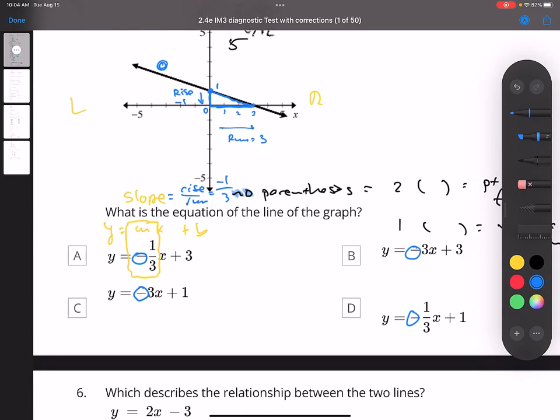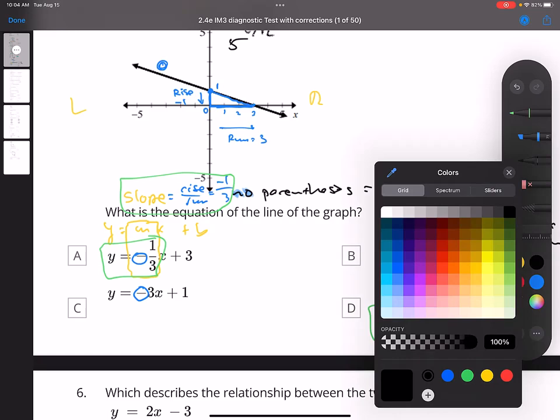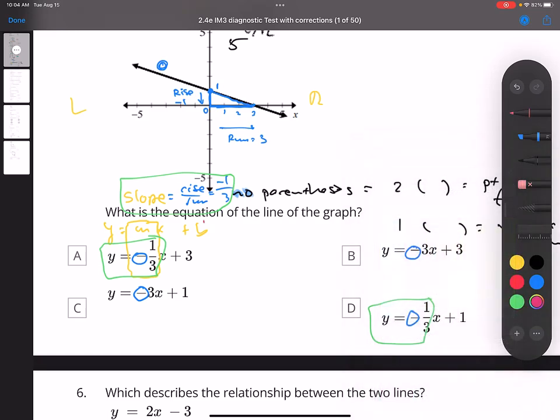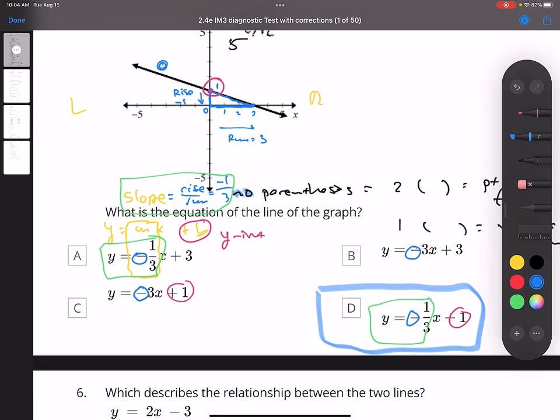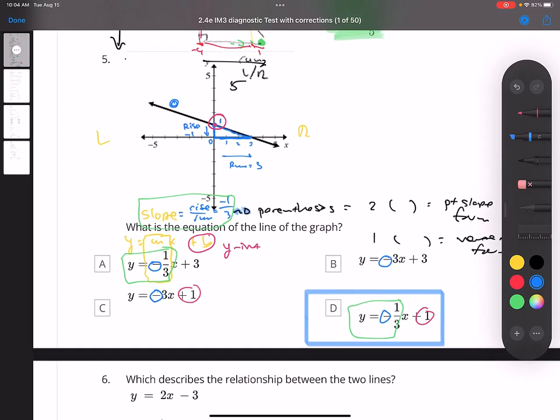So you have that slope in 2 choices here. Now the last part is the y-intercept. My y-intercept is 1. So the only one that has both of those is choice D. This is the equation, -1/3 slope and a +1 y-intercept for question number 5.